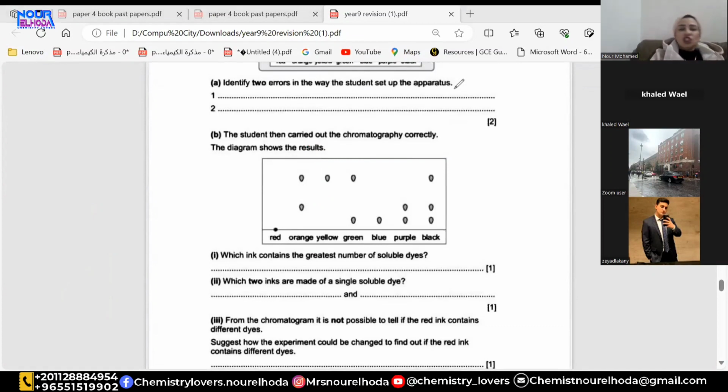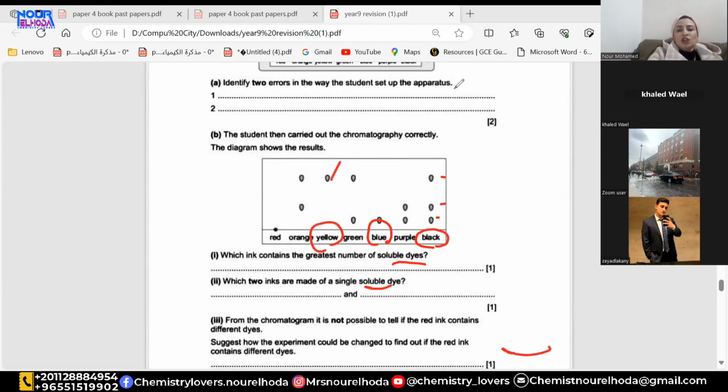Here it says which ink has the greatest number of soluble dyes, meaning it has a lot of dyes that are soluble. So I will choose black, because it has 3 spots. Which one is having a single soluble dye? Single soluble dye means it has only 1 spot. But if you check, you're going to find the blue has 1 spot, while yellow has 1 spot.